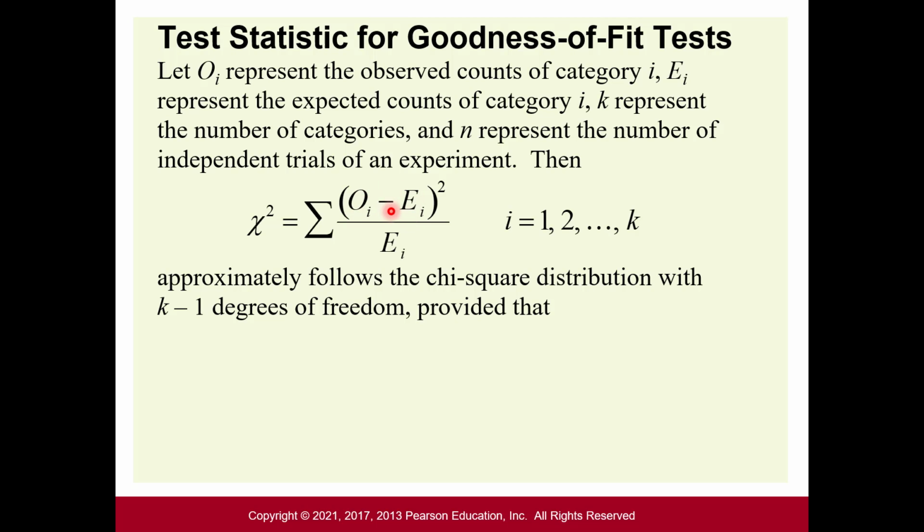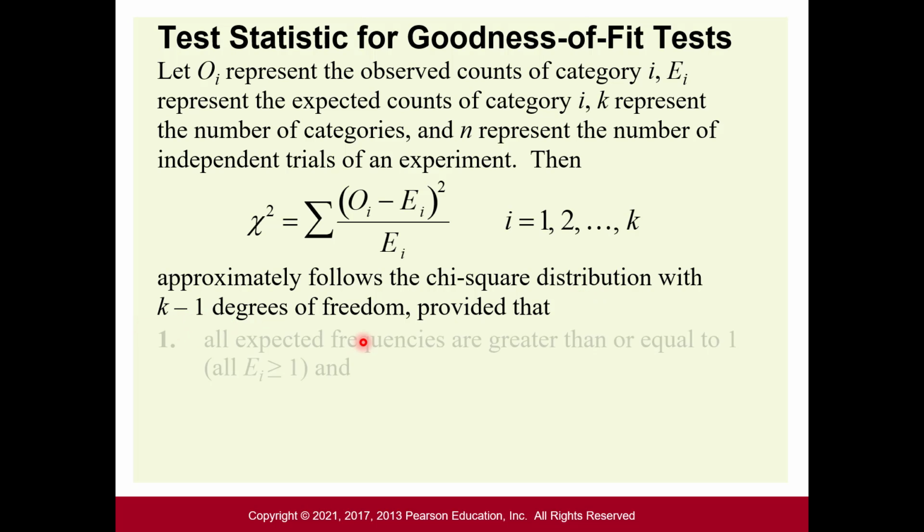This is just our observed counts in each category minus our expected counts. We take that number and square it, and then we divide by the expected count. And then we do this for each of our outcomes or categories, and we add those all up. And that's how we compute our test statistic. And then this approximately follows the chi-square distribution, where we have k minus 1 degrees of freedom.